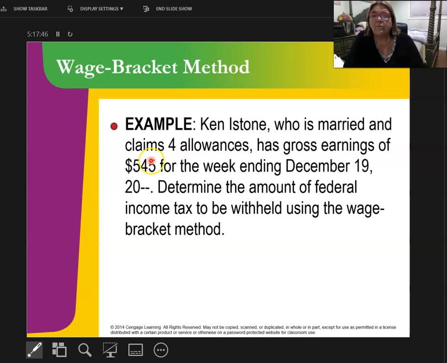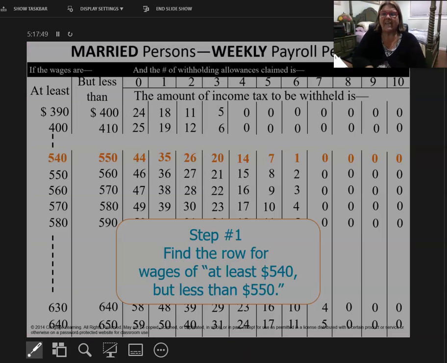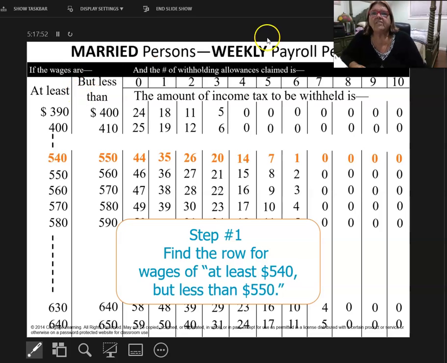So we're going to take this information to the chart. And here is an example of the chart. This is for a married person, so I need to know whether you're single or married. I'm paid weekly, so here's my weekly payroll period. There's one for monthly, there's one for bi-weekly. Now I know his withholding allowance is 4, and he's at $545, so it would be at least $540, but less than $550. So it's in this category. So $14 would be the actual amount that would be his federal income tax.